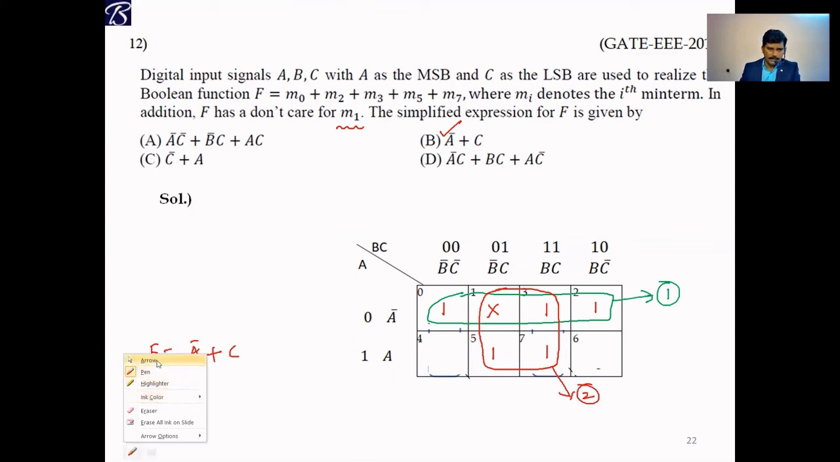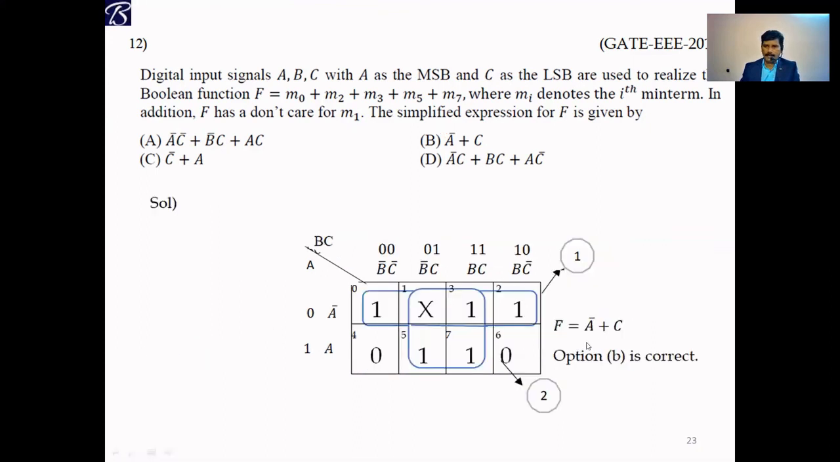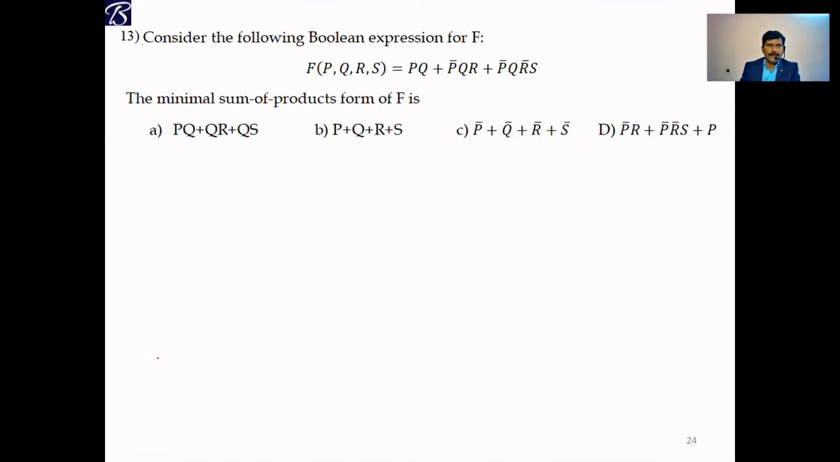Let us check the answer. Yeah, option B is correct. So consider the following Boolean expression for F. P, Q, R, S, four variables are there. Some expression is given. So we need to simplify this given expression.